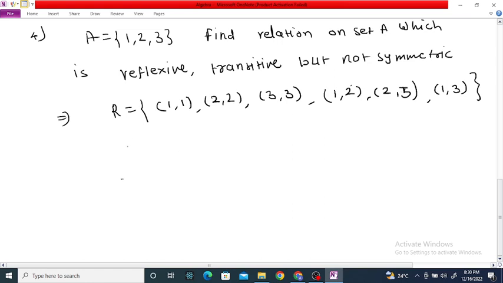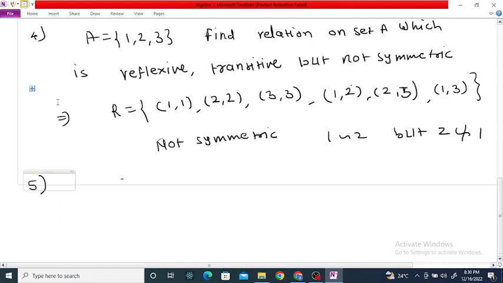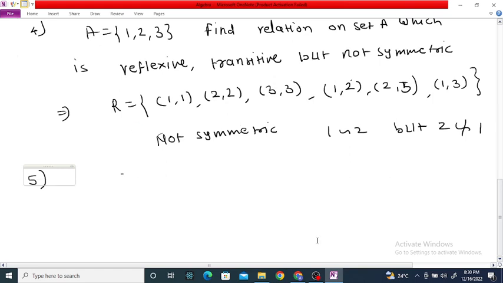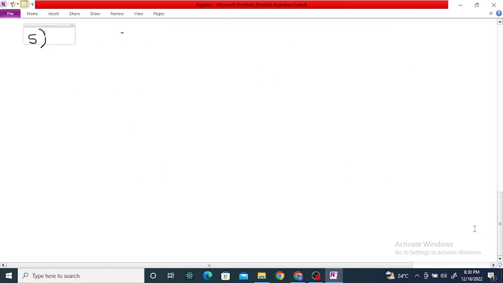But not symmetric. This is not symmetric. Why? You can check 1 is related to 2 but 2 is not related to 1, so this is not symmetric.